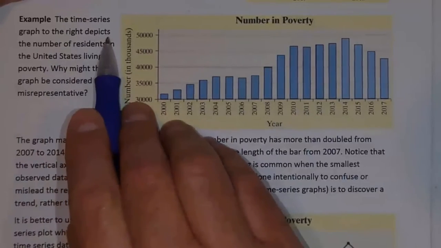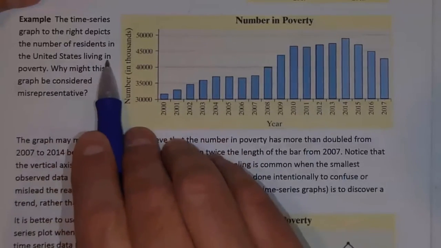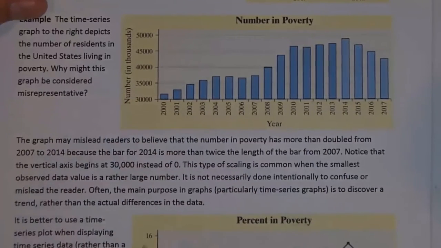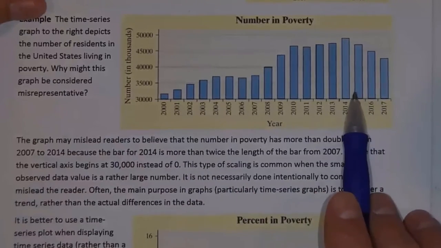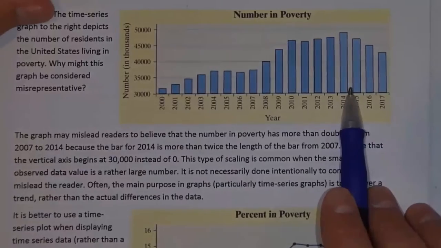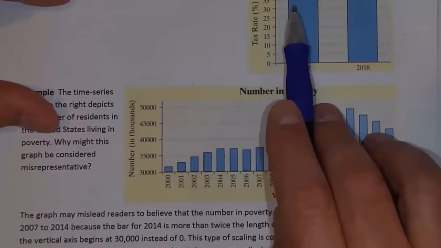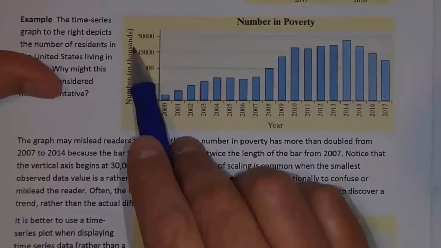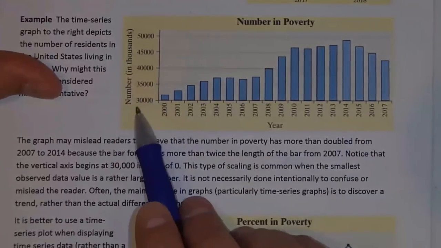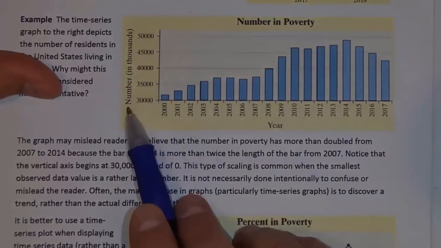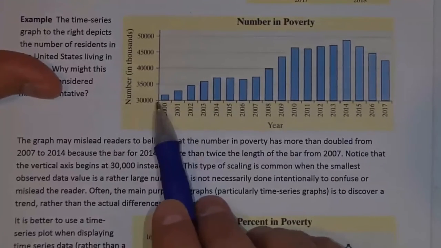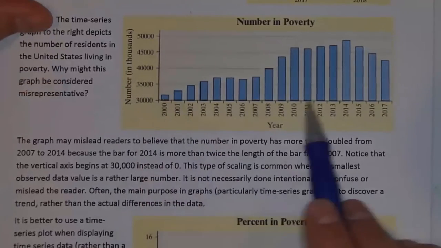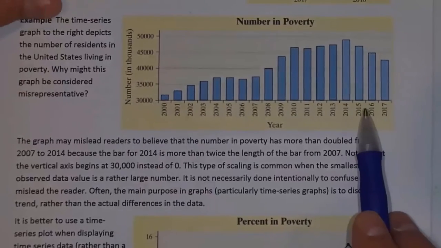The time series graph to the right depicts the number of residents in the United States living in poverty. Why might this graph be considered misrepresentative? Now we have a couple of issues going on in this graph that we have to be careful about. The first thing is we have the same kind of issue that we had in the previous graph. We're starting here at 30,000, and incidentally, this data is in thousands. So when it says 30,000, that's really 30 million. So 30 million, 35 million, 40 million, 45 million, 50 million. And this is the number of people living in poverty by year.